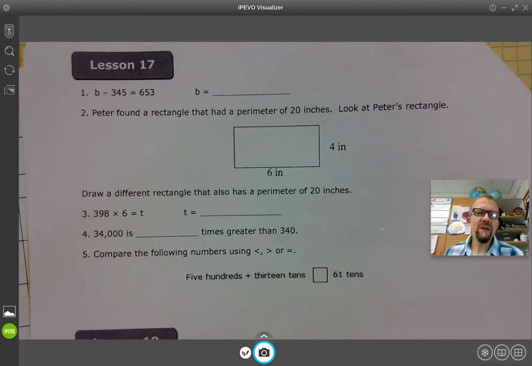Hey there. So we are doing lesson 17 and we are going over it in class, unless, of course, you were absent or something, and then you can still check this over.